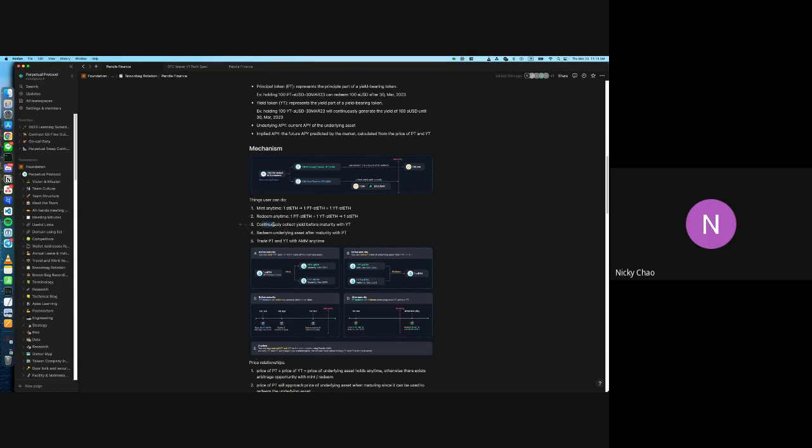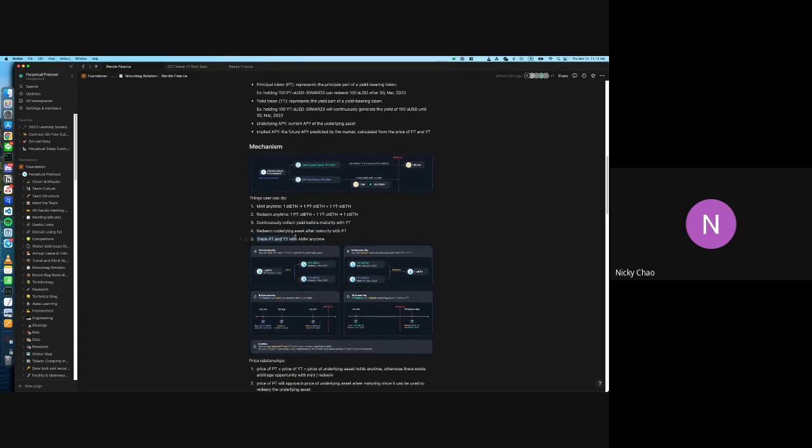And for the third one and the fourth, I think I mentioned it before. So you can continuously collect the yield if you hold YT, and you can redeem the underlying assets after the maturity if you hold the PT token. And this is why Pendle Finance is very interesting, because you can actually trade PT and YT in their AMM at any time. So this is where a lot of interesting strategy will come.